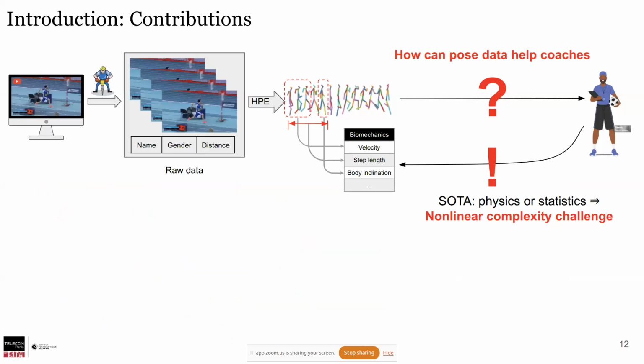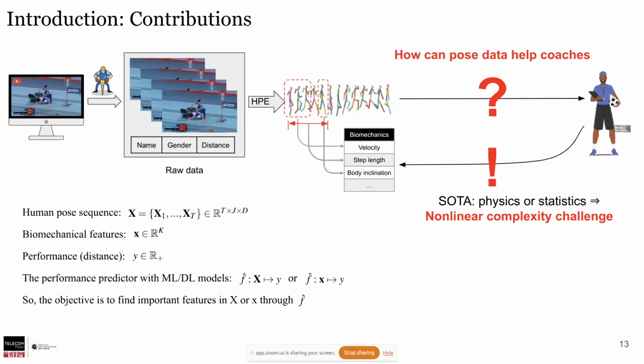Then it comes to how to analyze this data to help coaches analyze the performance of the athletes. Currently, coaches usually use physics or statistics, but these are difficult for modeling some nonlinear complex relationships between the features and the performance. So we first formulate this problem here. We want to use machine learning and deep learning to model those nonlinear relationships.